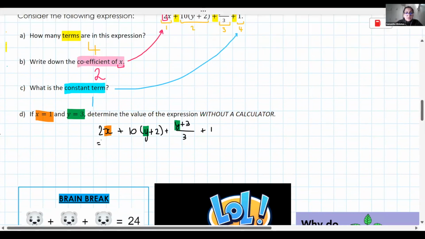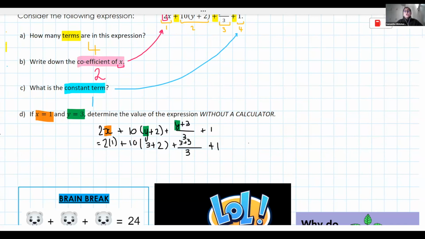So what we would have here is 2 times 1, that's supposed to be a bracket, plus 10 times 3 plus 2, because y is 3, plus 3 plus 3 over 3 plus 1. So once you've substituted in your values, you can now go and work it out.